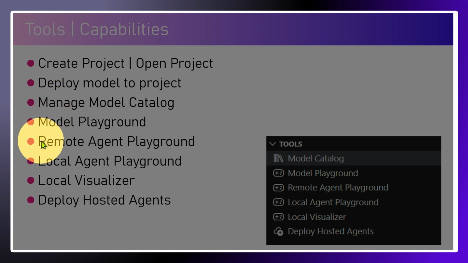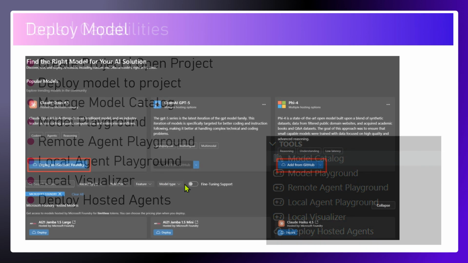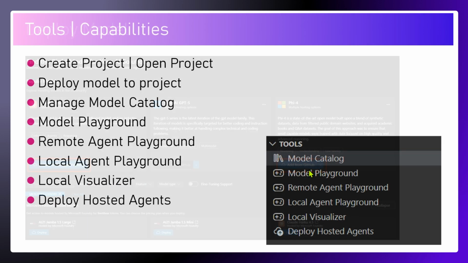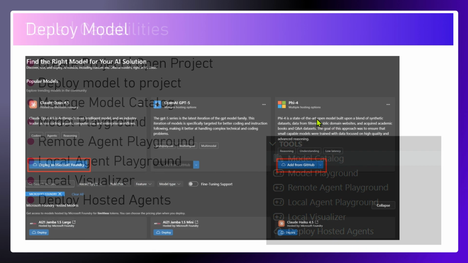There are other playgrounds like the remote agent playground and the local agent playground for your locally built agents or for declarative agents as well. Now there are a couple of other features like the local visualizer. Once the model is deployed, if you want to test the model, then you can actually see the behavior of the model. You can deploy the hosted agents as well. Now, just going back to the screen, here you get an option in the VS Code extension. So you've got model catalog, model playground, remote agent playground, local agent playground, local visualizer, and deploy hosted agents.